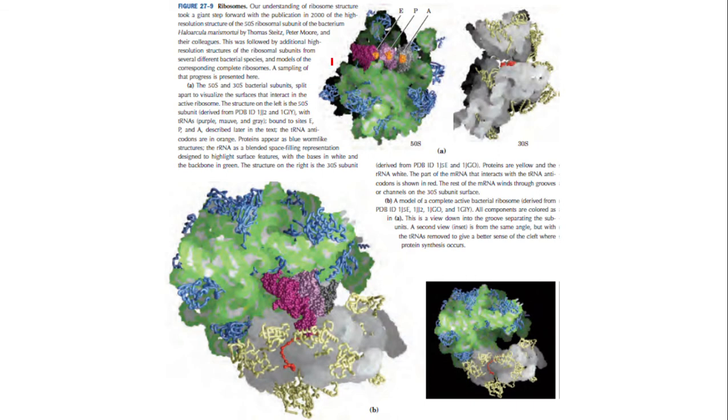You see, in the year 2000, we got the high resolution picture of the 50S ribosomal subunit, published by Thomas Steitz, Peter Moore and their colleagues. It was a big research team. A wonderful photograph it is. You can see the different components attached to this ribosomal assembly.